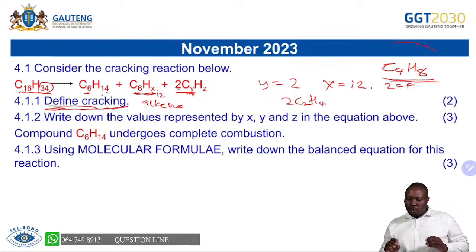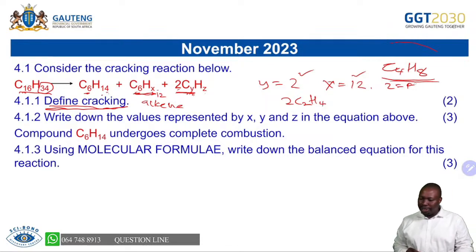So you were able now to crack this to say, okay, I know Y is 2. I know that X is 12. I know that Z is 4. So you got all that for that 3 marks.